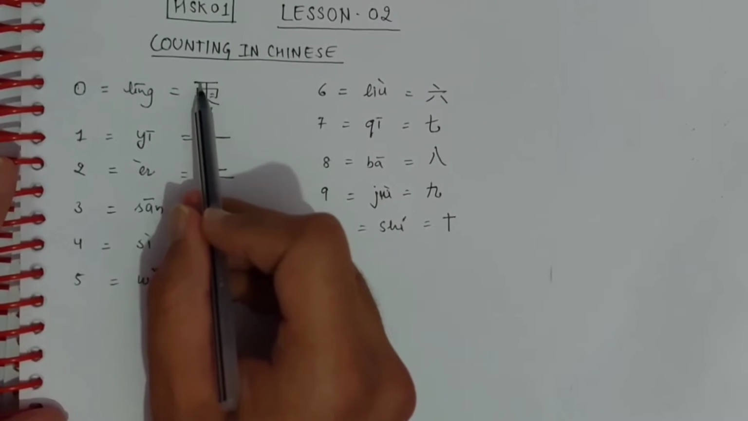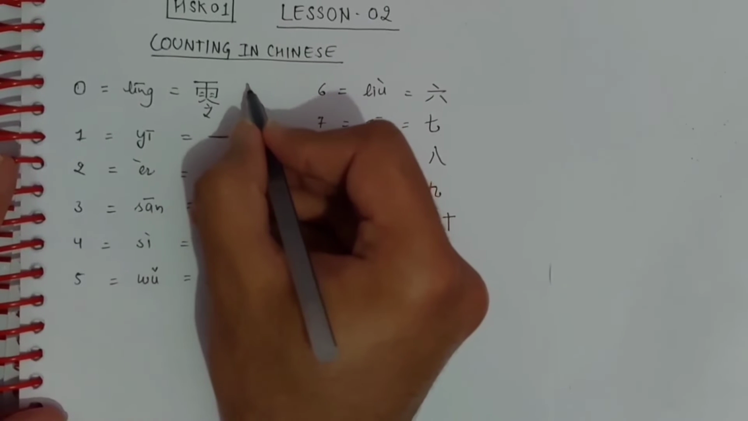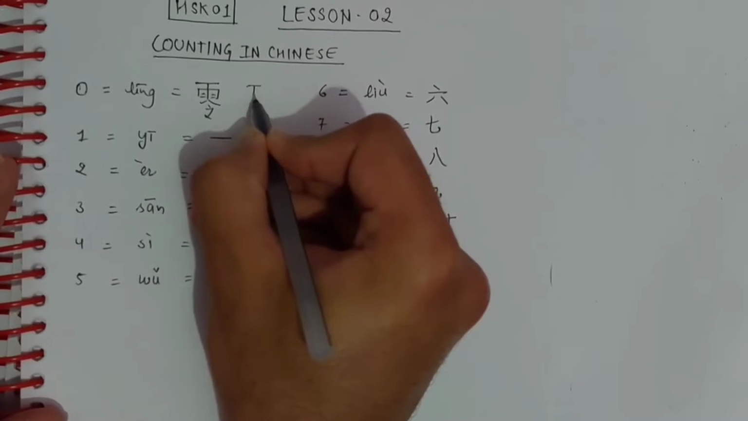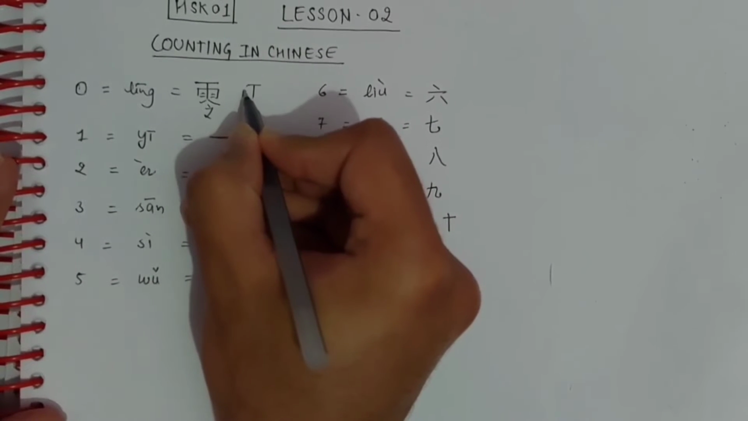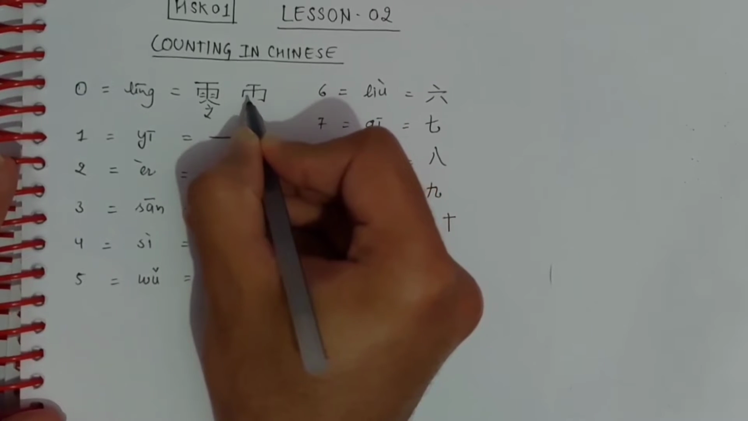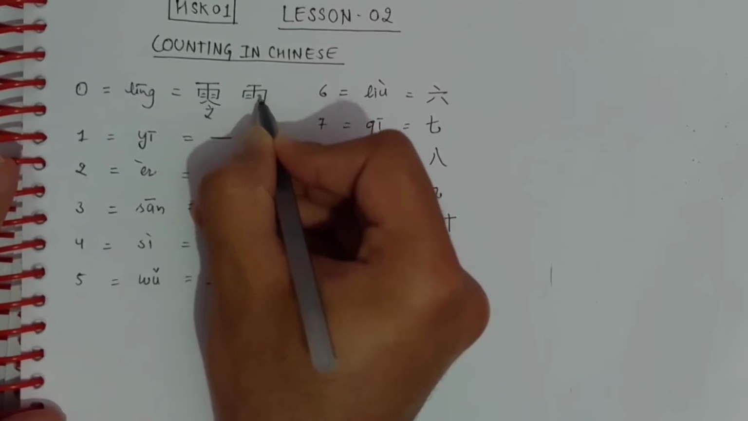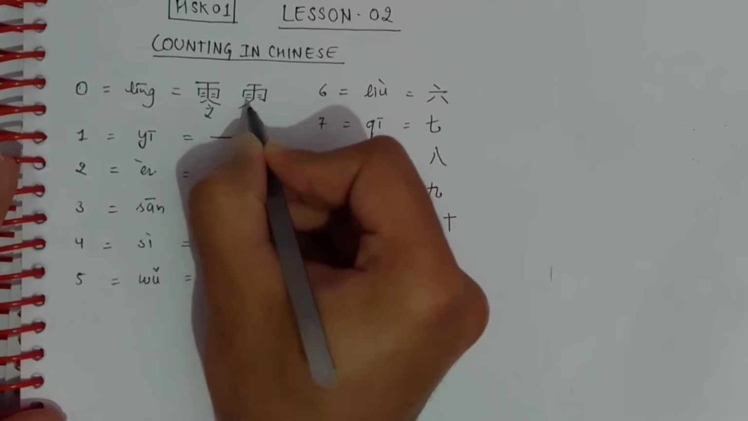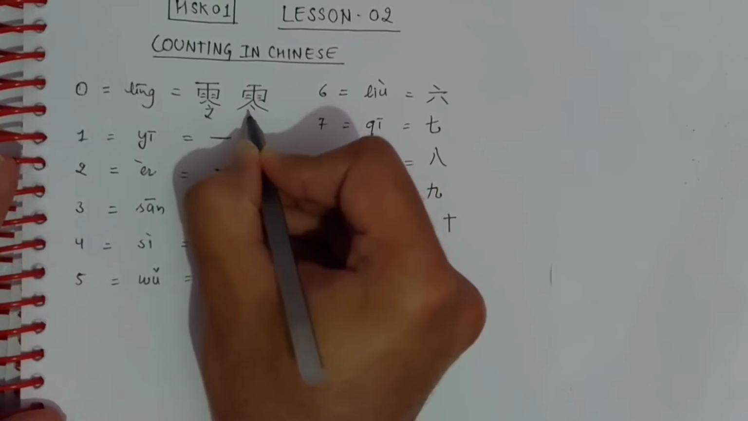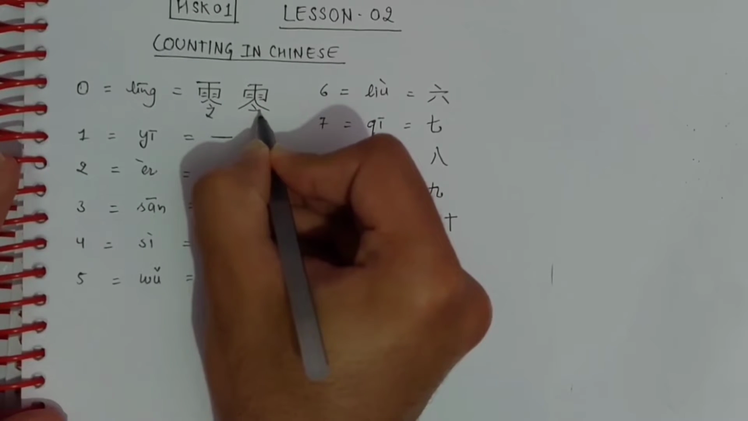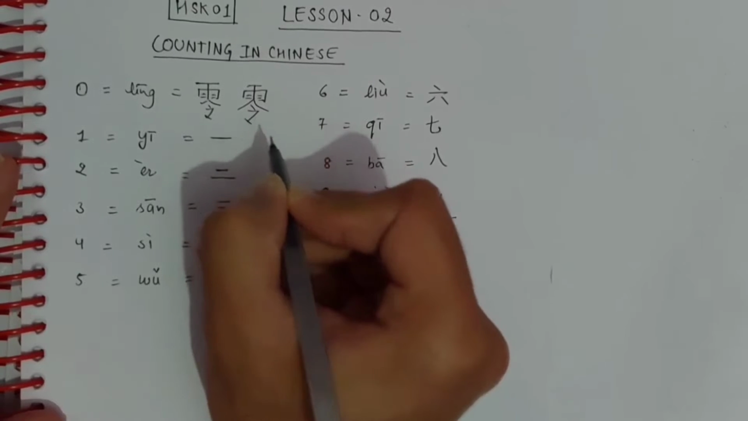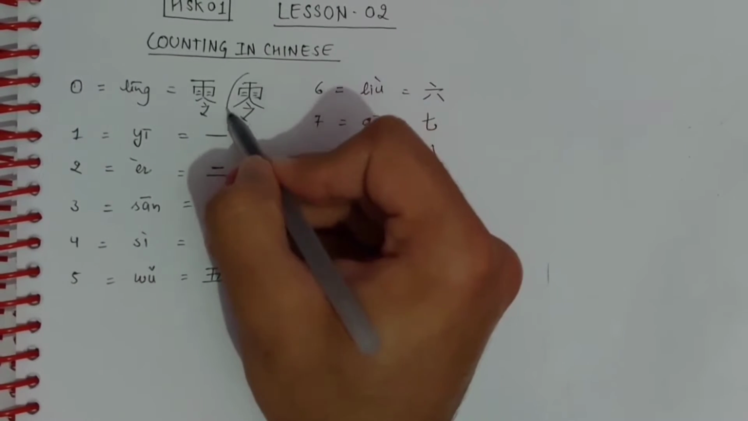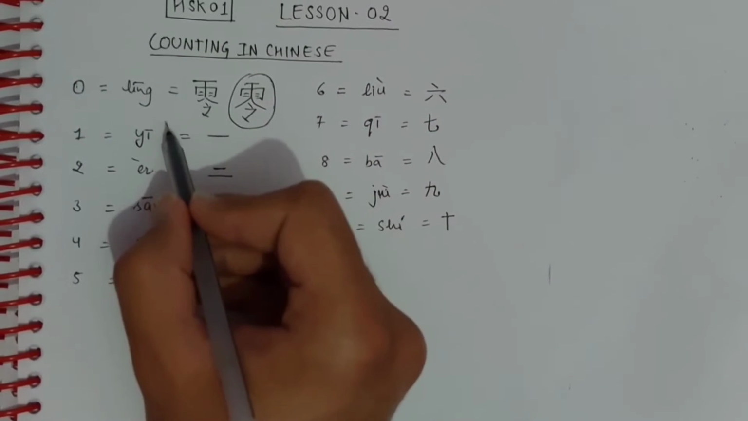First tone, and we write it from left to right, then top to bottom, then top to bottom, left to right, top to bottom, left to right, left to right, then a left-falling stroke, then a dot, left to right, then a left-falling stroke again, then a dot. So this is ling, means 0.